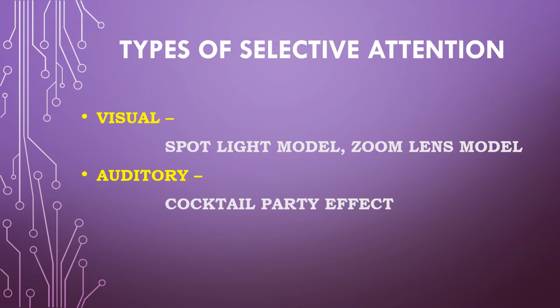The next is the zoom lens model. It is similar to the spotlight model. The zoom lens model suggests that we can increase or decrease our focus, just like the zoom lens of a camera. But the focus can be larger because you can zoom out and choose to focus on more information. The difference between the spotlight model and the zoom lens model is that in the zoom lens model you can zoom out and have a larger focus on more information.